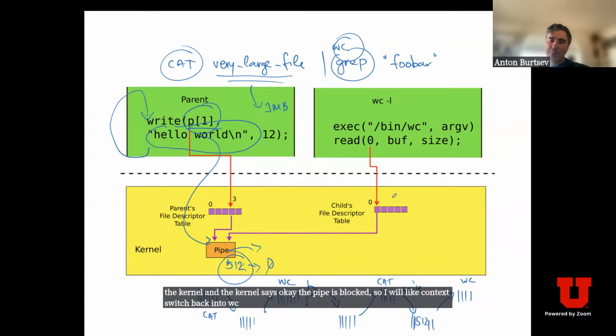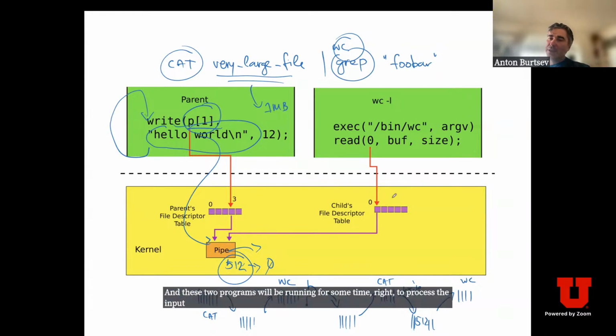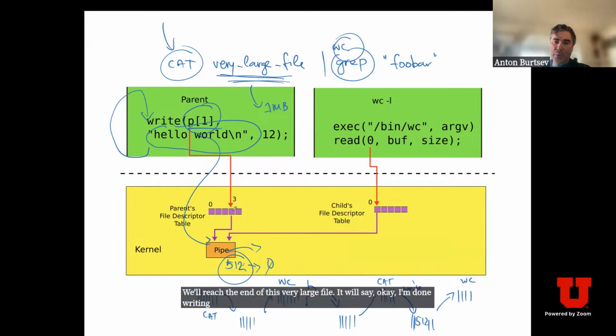And these two programs will be running for some time to process the input. Imagine you're running on a single CPU: the operating system will be context switching between them. But eventually, when the program on the left side of the pipe reaches the end of this very large file, it will say, okay, I'm done writing, and it will close all the write ends of the pipe and exit.